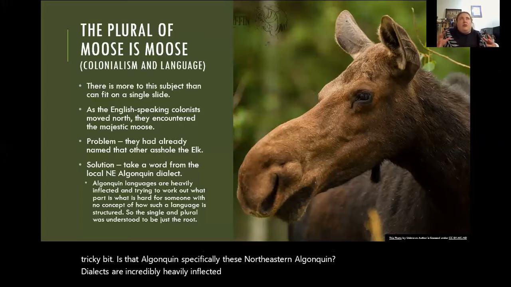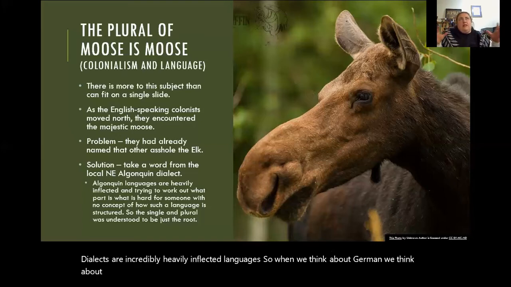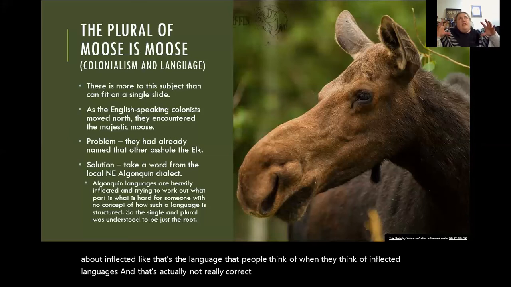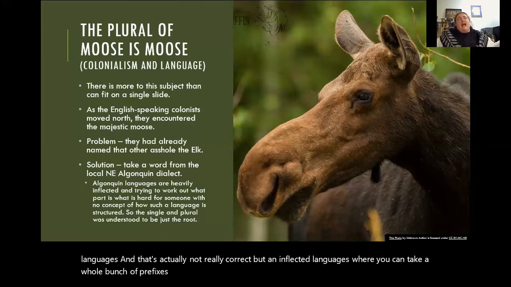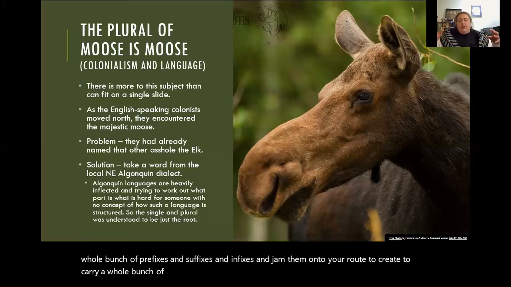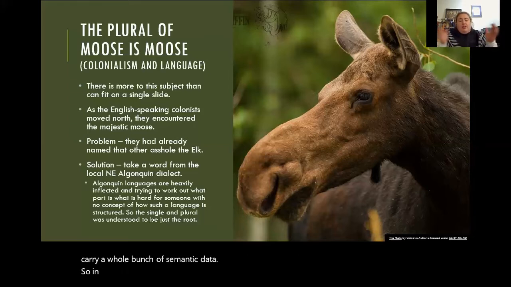So when we think about German, we think about inflected, like that's the language that people think of when they think of inflected languages, and that's actually not really correct. But an inflected language is where you can take a whole bunch of prefixes and suffixes and infixes and jam them onto your root to carry a whole bunch of semantic data. So in German, the example is when they crush words together and it is a giant Frankenwort.